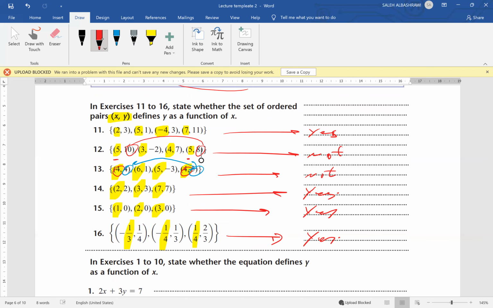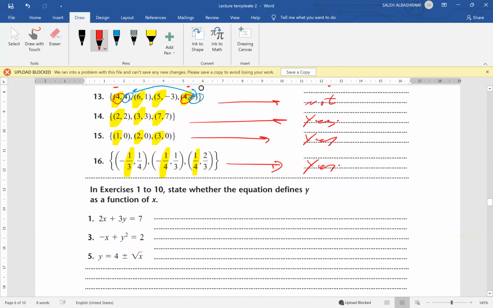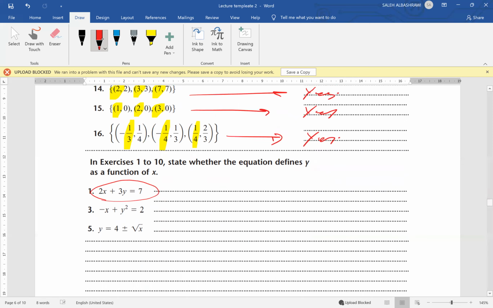In some other notation, sometimes we can write the relation as an equation: 2x + 3y = 7, or -3 + y² = 2, or y = 4 ± √x. We need to check these equations and state whether each equation defines y as a function of x or not. If it is given in this notation, then we have to solve for y.